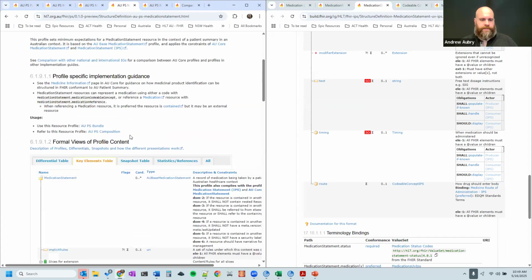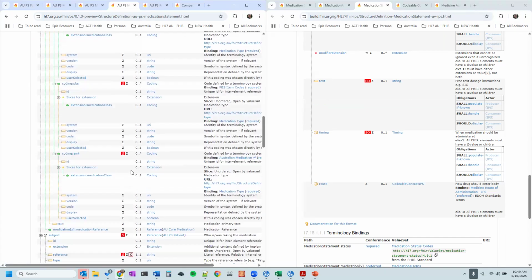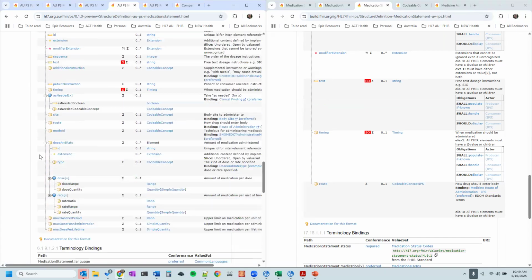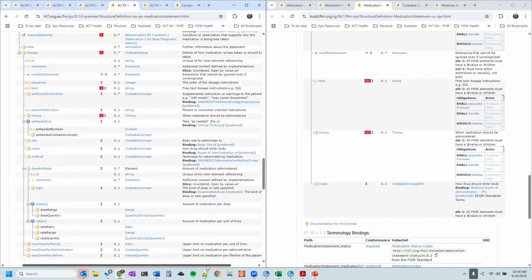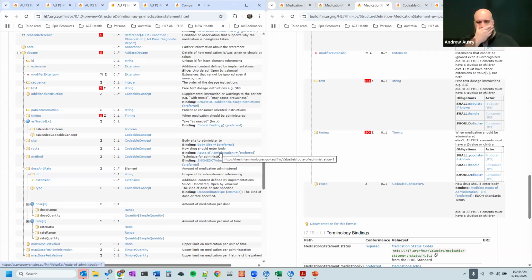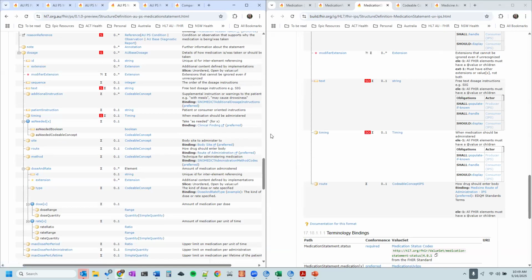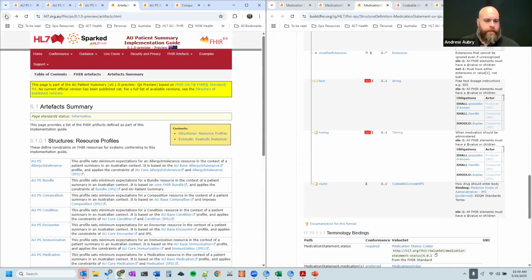Yeah, because we're deriving from AU Base, so we've already done that. So the key elements, it should be bound to preferred. Route of administration on the right there. Yeah, cool. That's an NCTS. That's perfect. Thank you. I'm happy. Okay. Yeah, it just changes the preference. Okay. Cool.